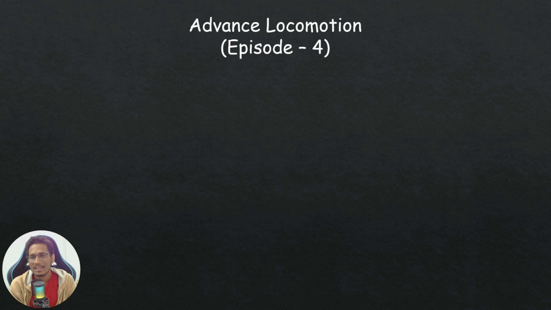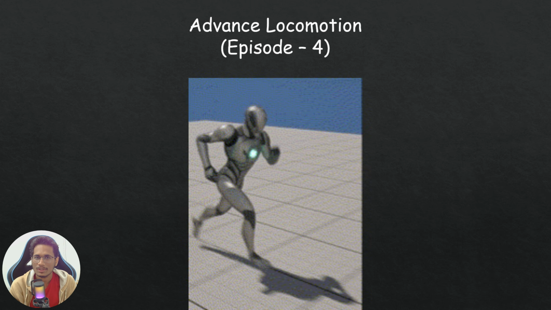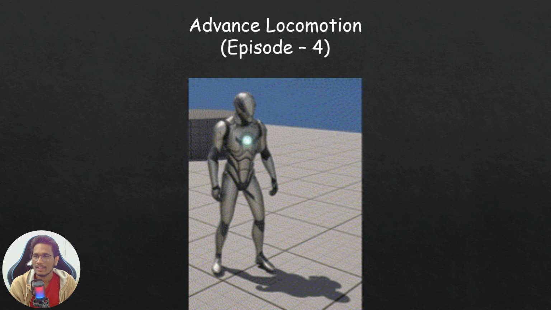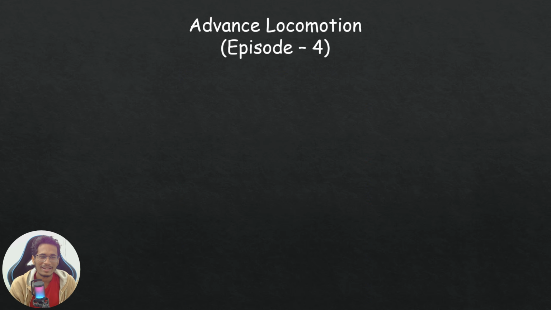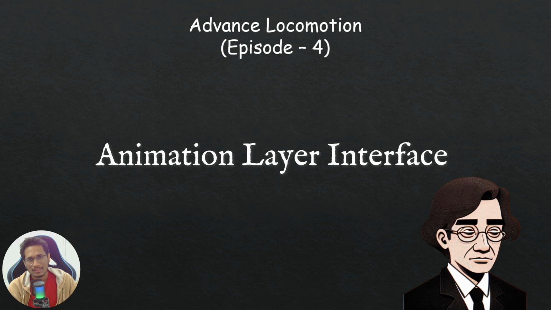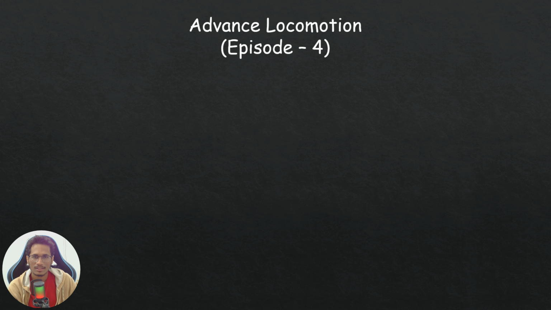This is the fourth episode of our series on mastering Unreal, where we are going to continue our advanced locomotion implementation. In the last video we implemented the 8 directional movement with strafing included. Now in this one we are going to implement an animation layer interface, which is also a widely used industry standard for creating modular, reusable animations and logic across multiple blueprints.